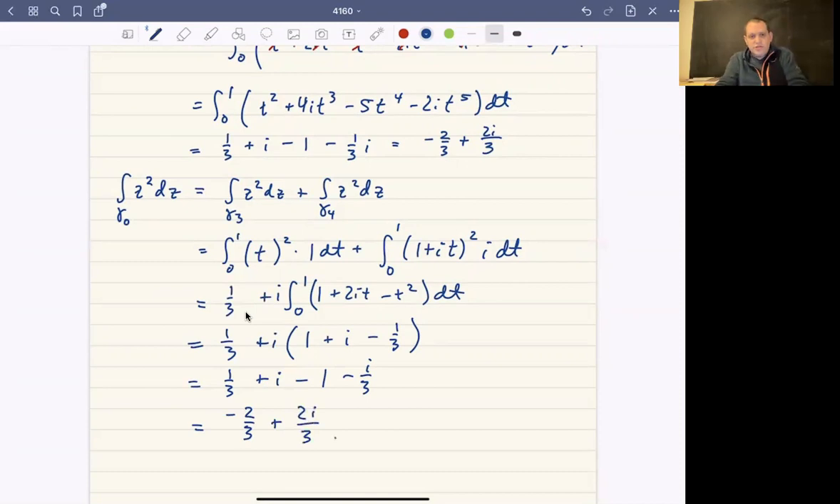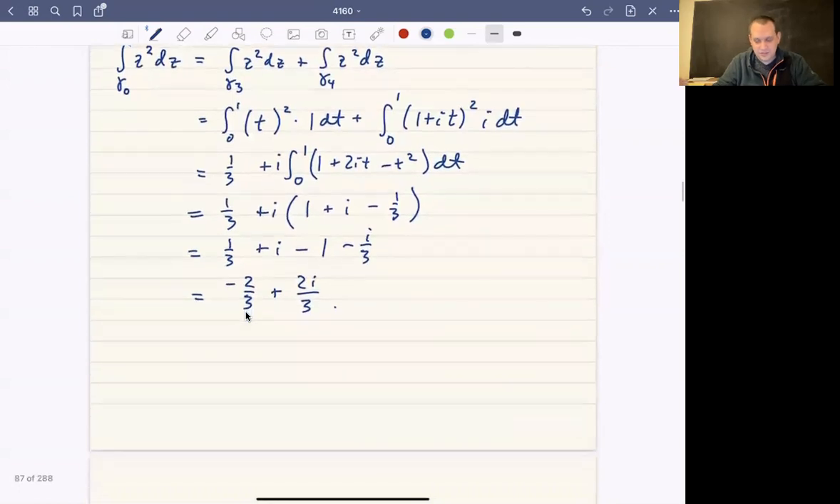So a natural question presents itself. If we integrate this function over any curve from 0 to 1 plus i, will we get the same value? Does it matter what the curve is? Does it matter anything about the function itself? So is this true for all functions? Is this true for all curves as long as I have the same starting and ending point? It turns out no. That's a little bit too much to hope for.